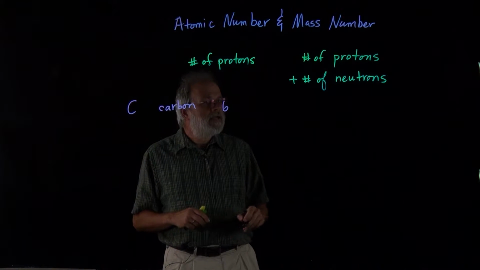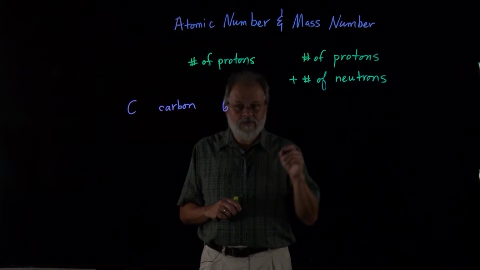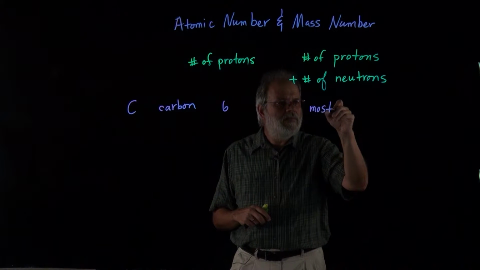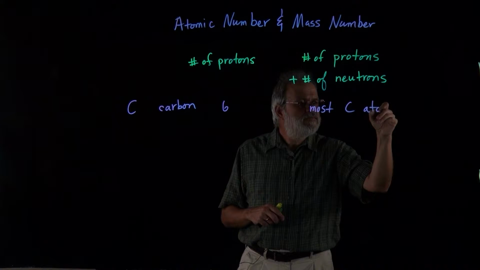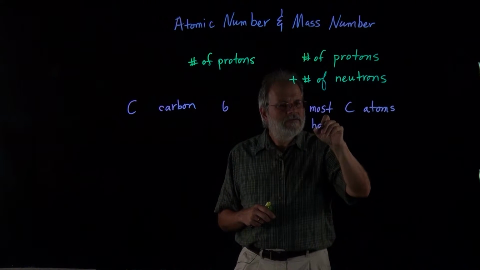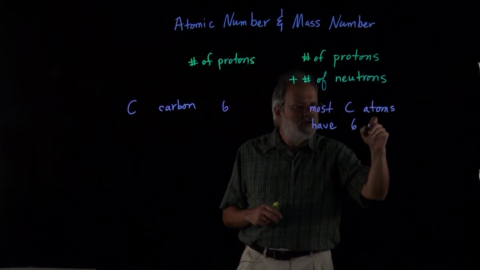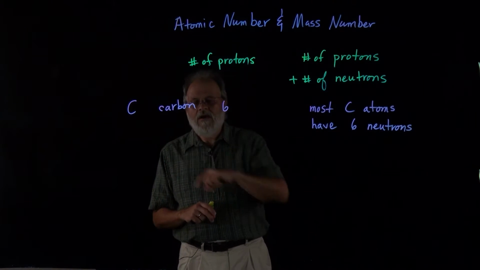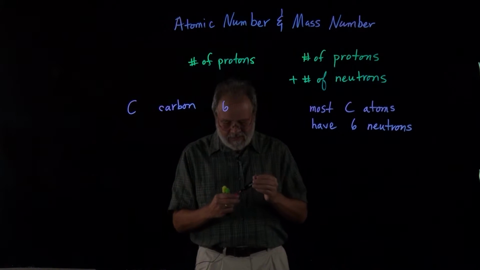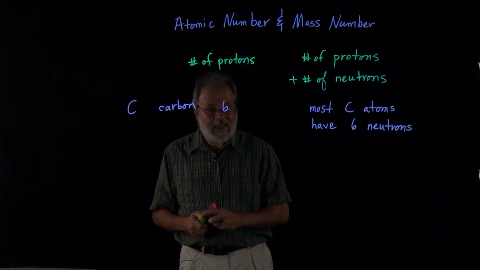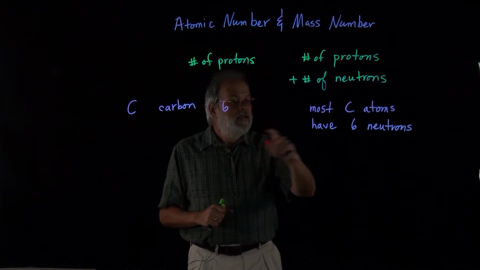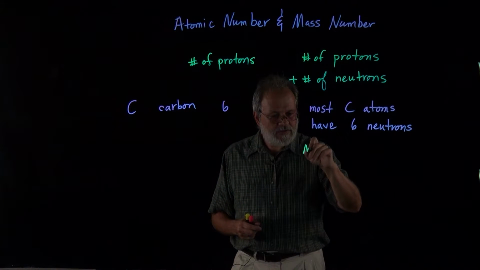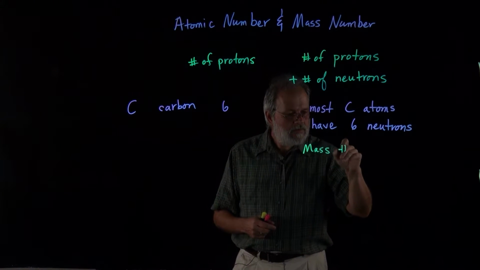All right, now carbon can have different numbers of neutrons, and so most carbon atoms have 6 neutrons. So carbon atom always has 6 protons. So basically the number of protons define what element you have. The mass number, therefore, is 6 plus 6, the mass number is 12.